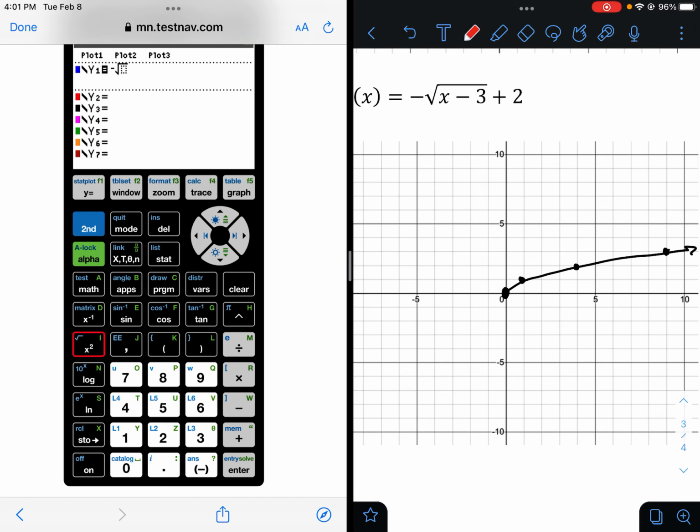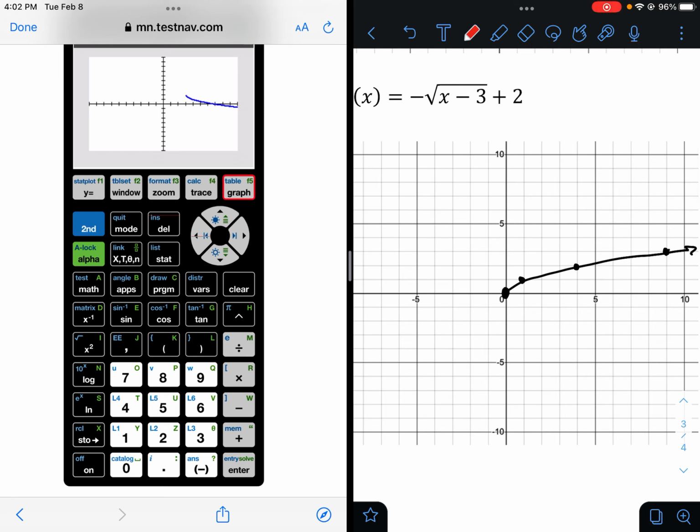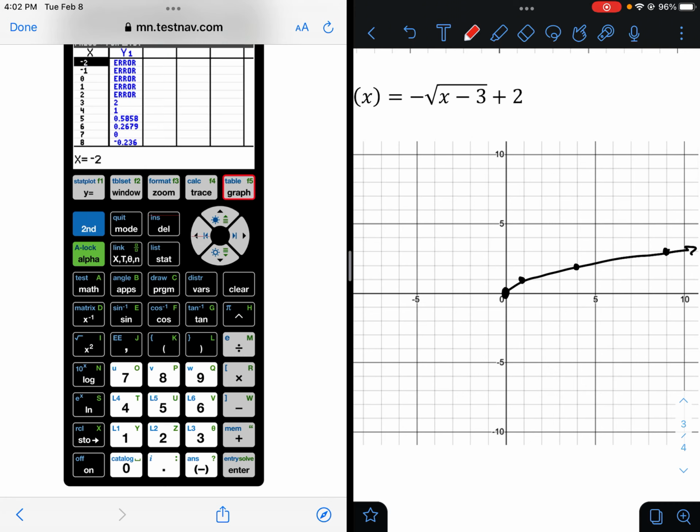So negative square root of x minus 3 and then plus 2. Oops, see, I didn't want to do that. I need to get out of there. Plus 2. Now it's out. And then I can graph. And you'll see this looks weird because it's upside down, but also it's kind of out in space.